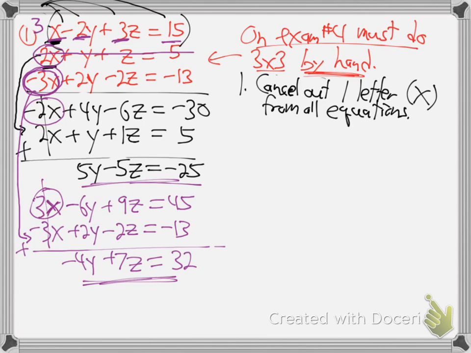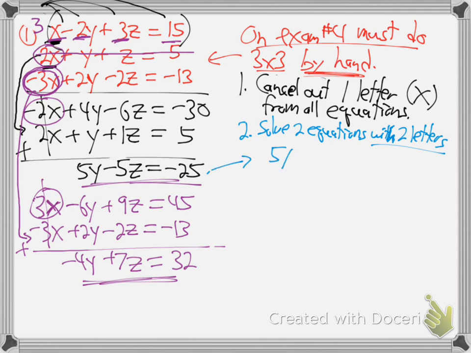Now, step 2 is solve 2 equations with 2 letters. So now you get 2 equations with 2 letters. So, bring this over here. I've got 5y minus 5z is minus 25.